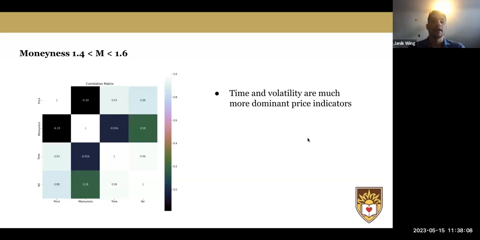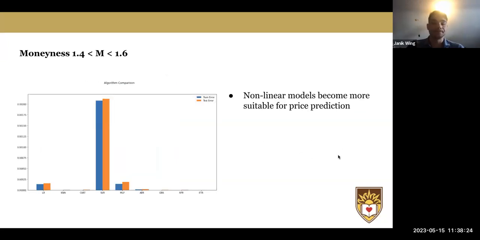In contrast, looking at deep out of the money options, we wanted to explore if there are any trends here. It looks like time and volatility are much more dominant. And you can see that, expectedly, nonlinear models become much more suitable for price prediction. Linear regression and support vector machine did pretty poorly. The trees and the random forest did much better by comparison.